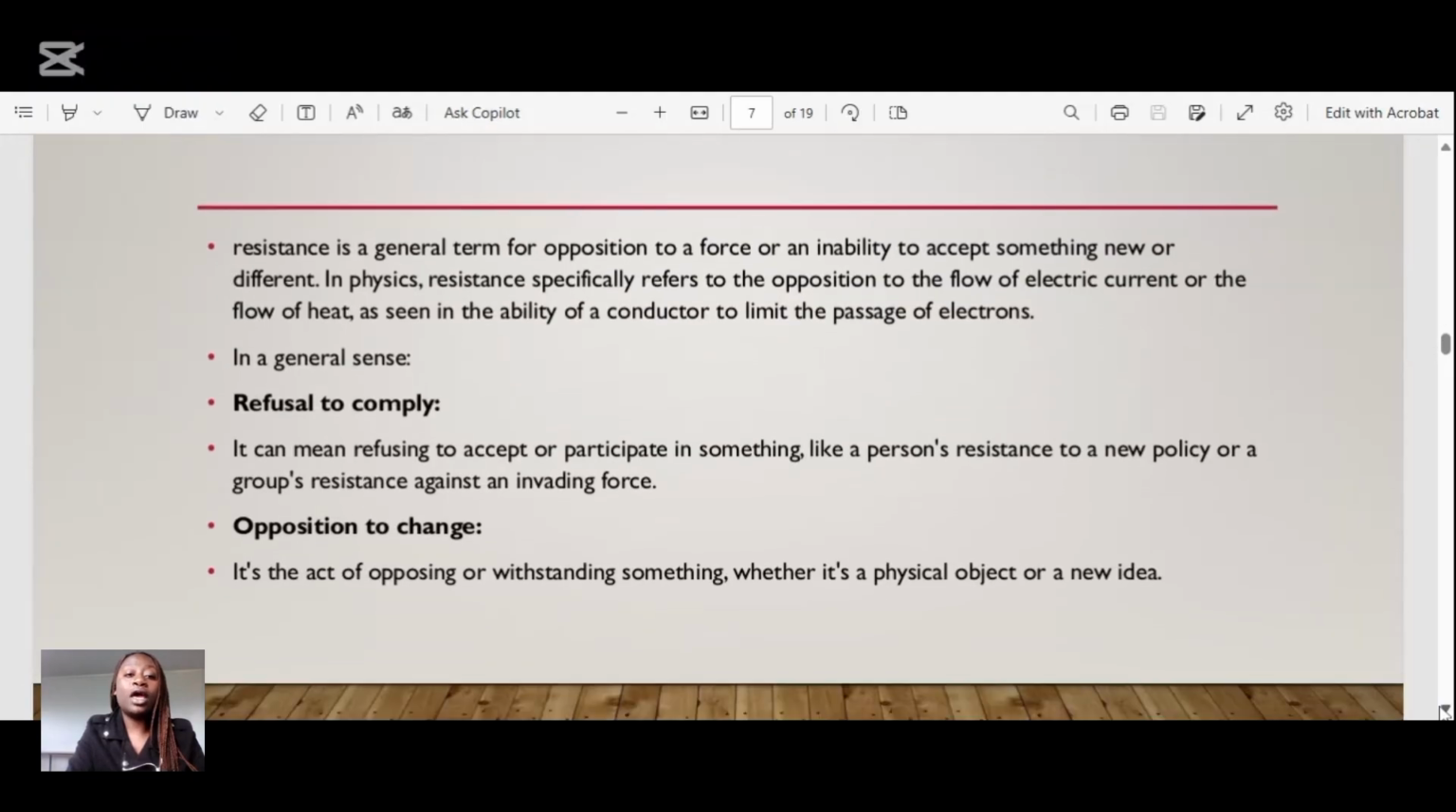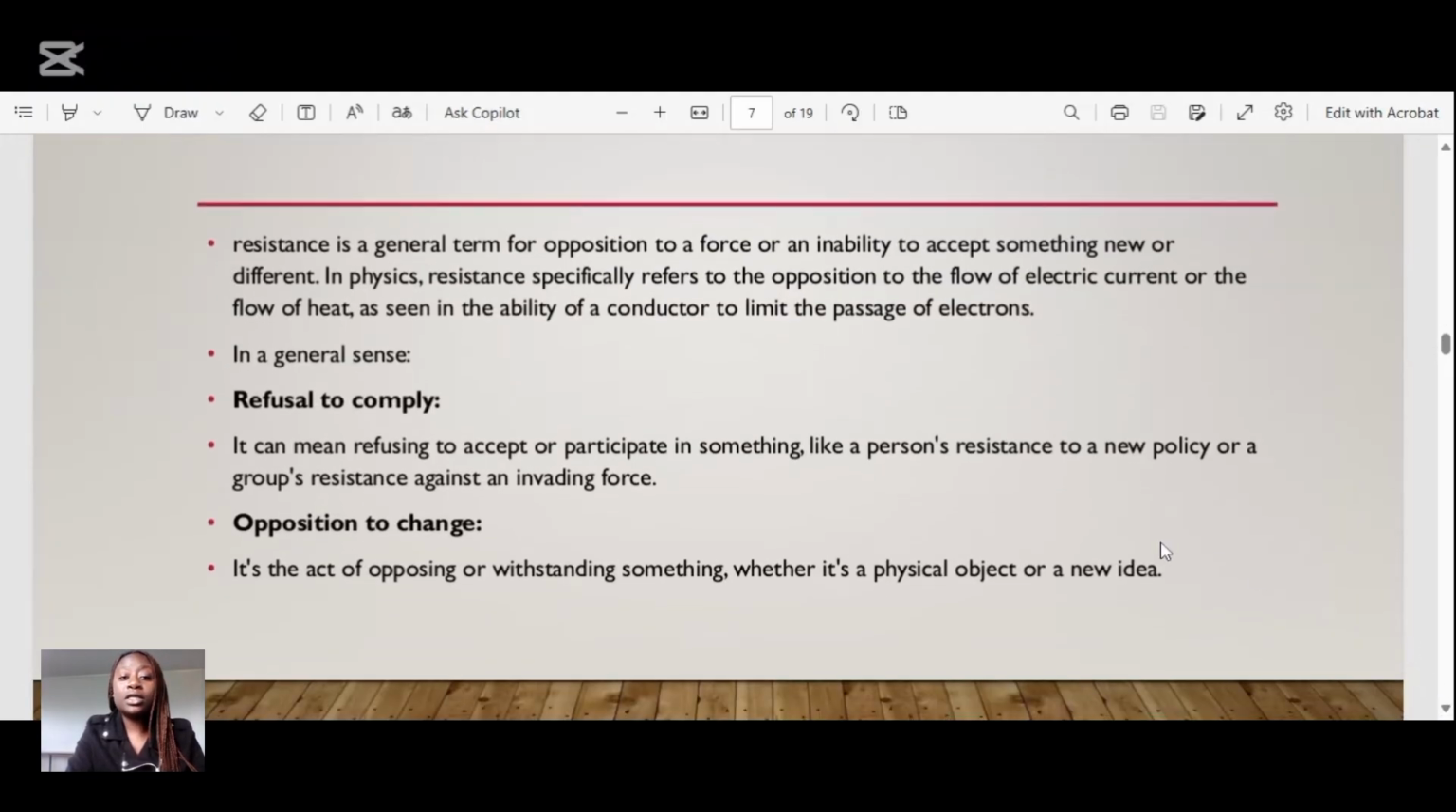And we have the term resistance. The term resistance comes from the word resist. To resist is to refuse to accept; it's opposition. You don't allow. So resistance is a general term for opposition to a force or an inability to accept something new or different. But from a physics viewpoint, resistance specifically refers to the opposition to the flow of current or the flow of heat, seen as an ability to limit the passage of electrons.